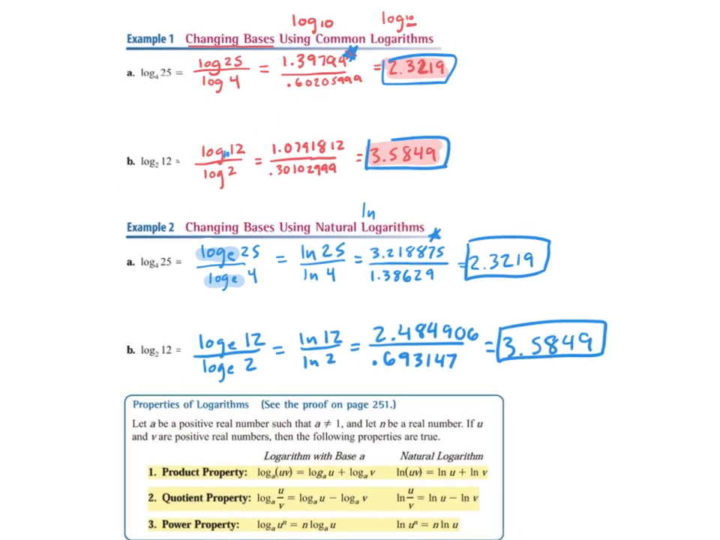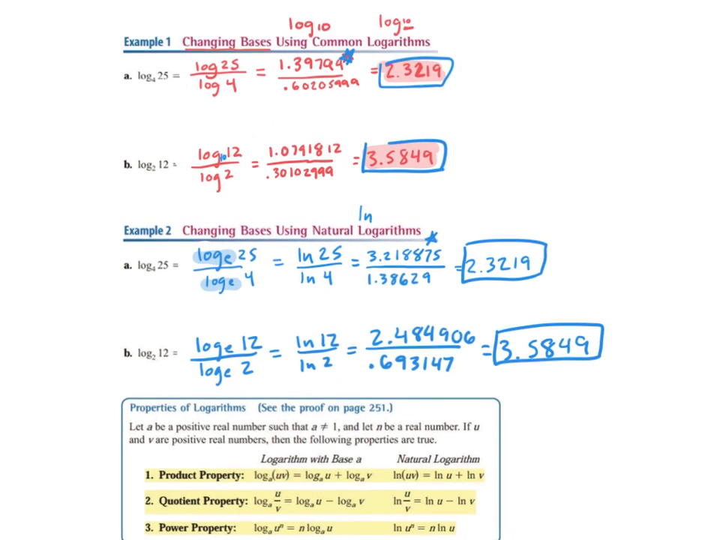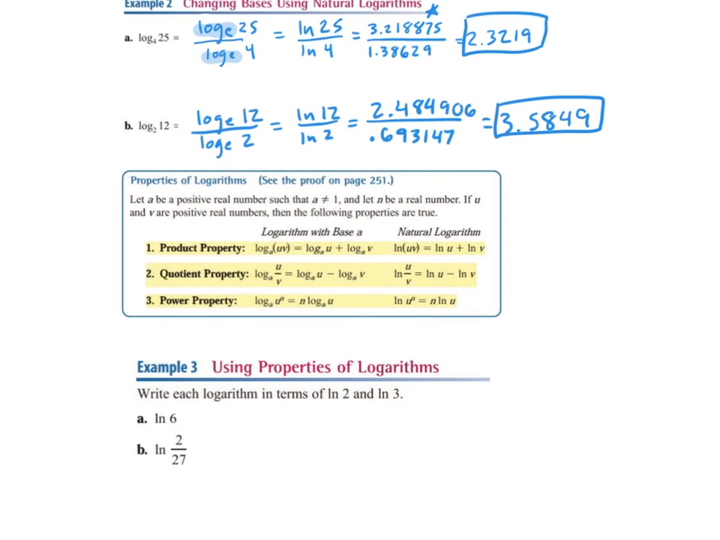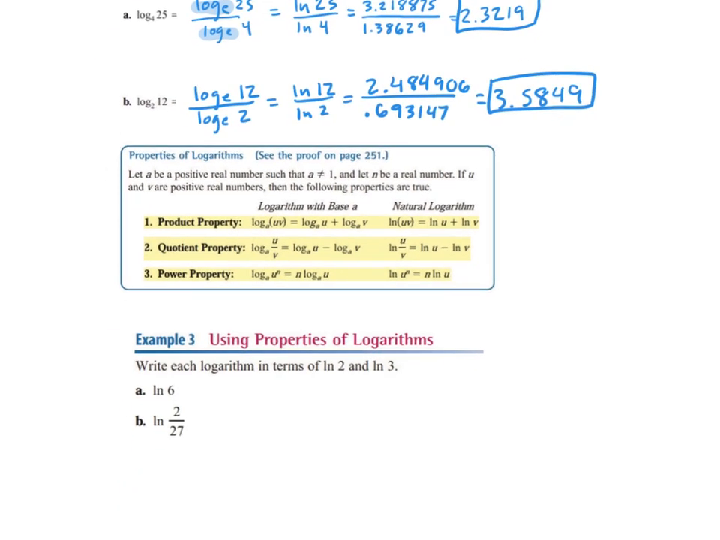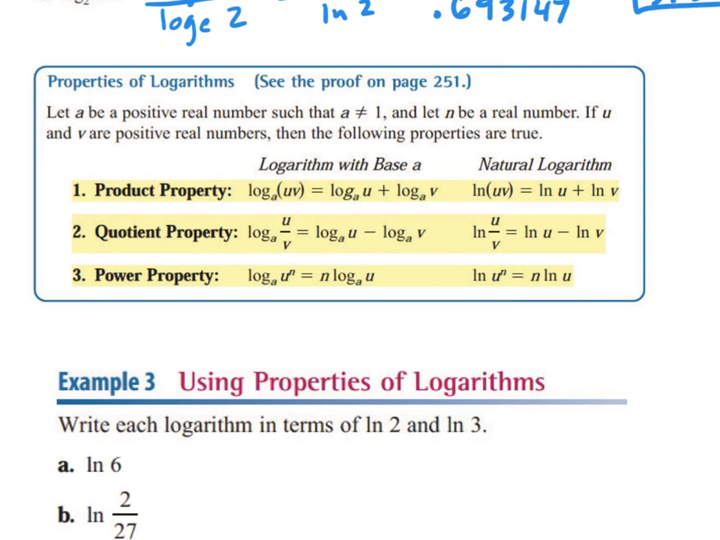So changing bases using common logs and natural logs give us the same result. Next, we have our properties of logarithms. So first property is our product property. Anytime we have the log of two numbers that are being multiplied, we can split up these two numbers here with addition. So we take the log of our first number plus the log of our second number.